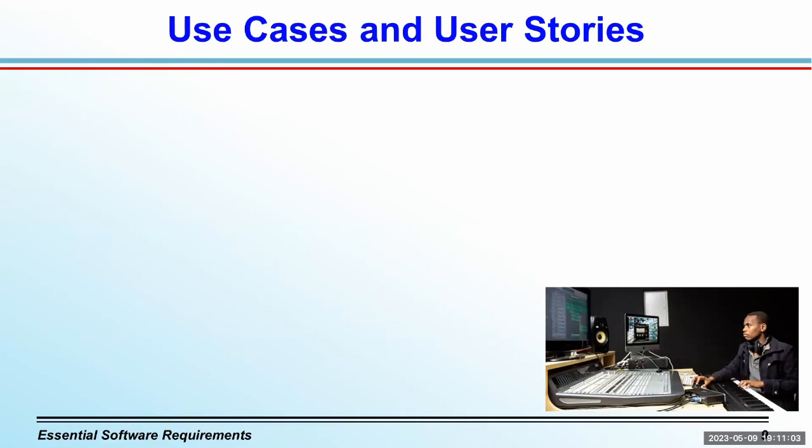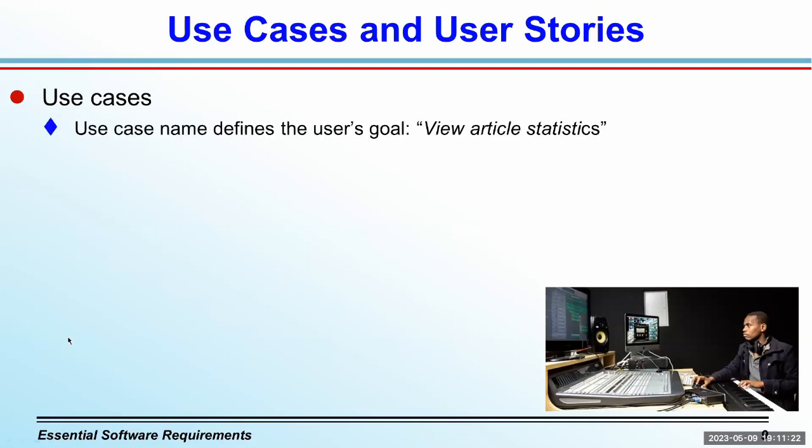Well, let's talk about a couple of commonly used techniques for exploring user requirements: use cases and user stories. It can be a bit challenging to steer elicitation participants from thinking about product features to focusing on usage, but use cases provide a nicely structured way to facilitate that change in the thought process. The name of a use case defines the goal the user is trying to accomplish.